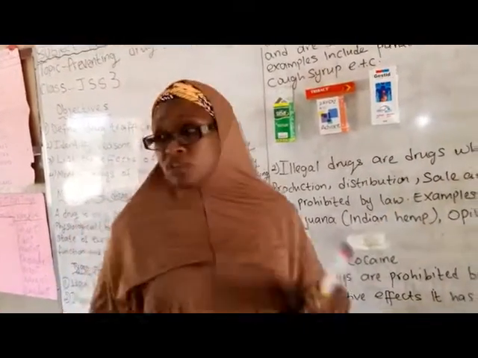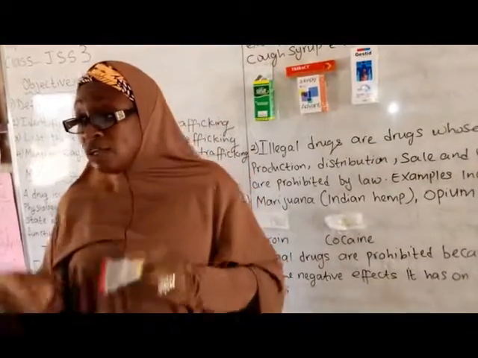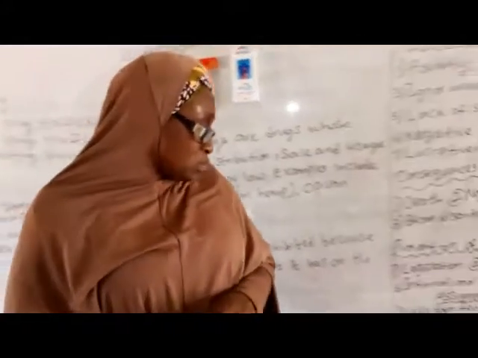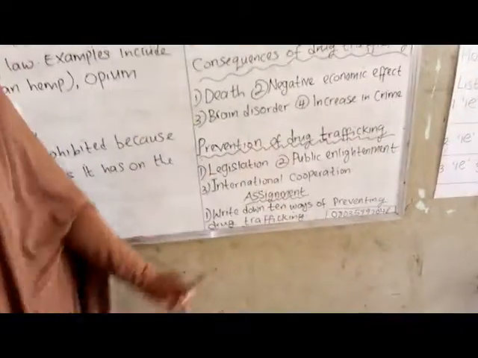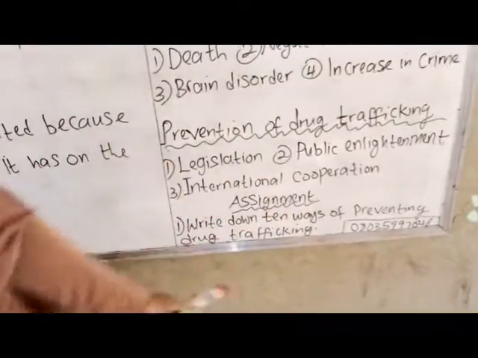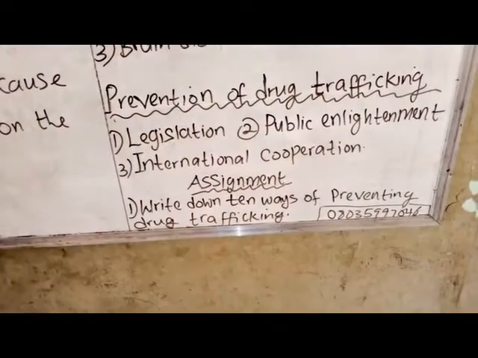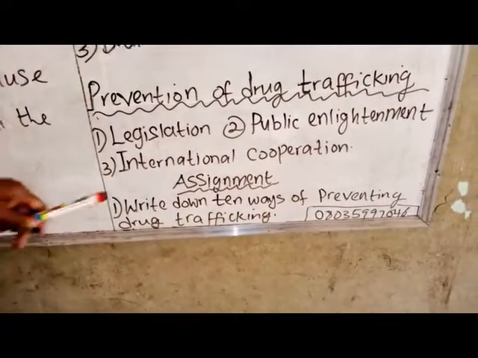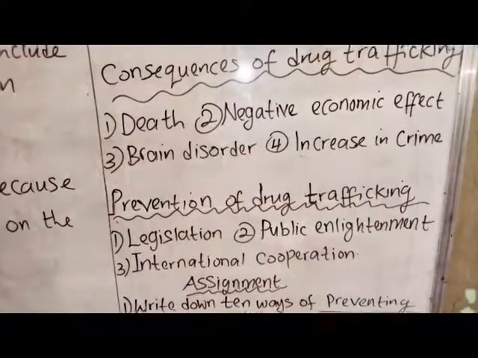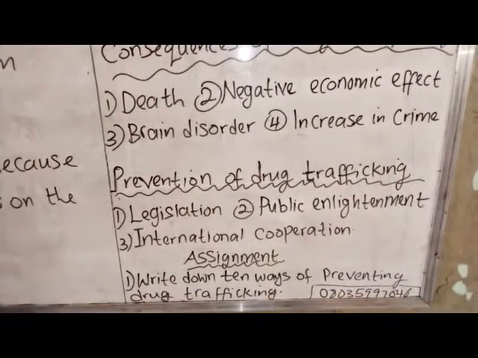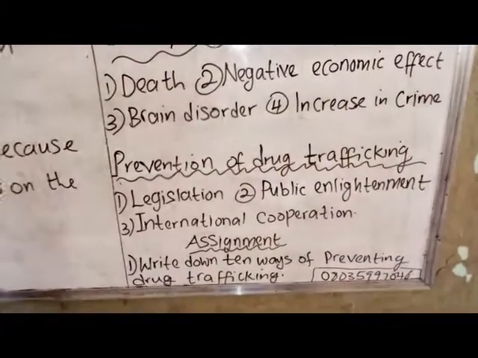And there are other ways of preventing drug trafficking, which I will leave for you to find out. So that will be the assignment you're going to do. You're going to write down 10 ways of preventing drug trafficking. Here, you are given 3 ways, but I know by the time you sit down and think over it, you're going to get the other 7 ways in which you can prevent drug trafficking.